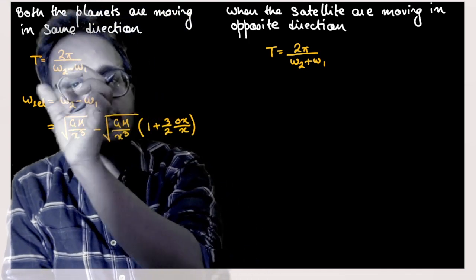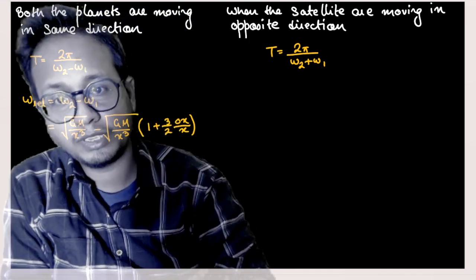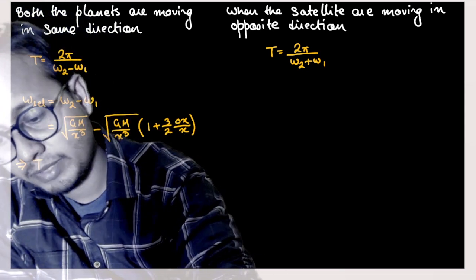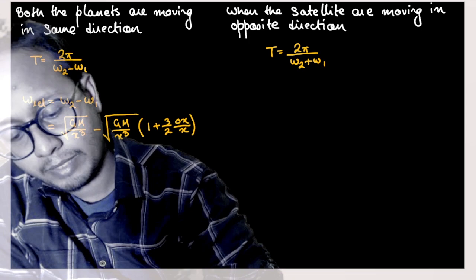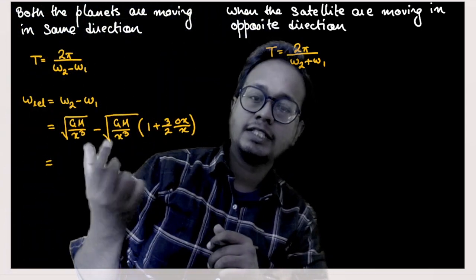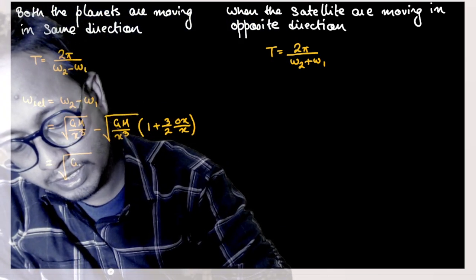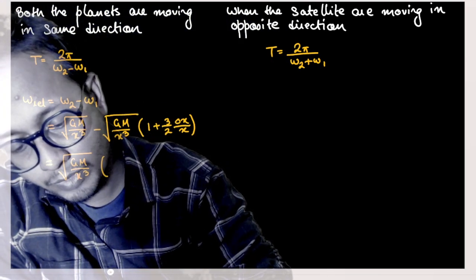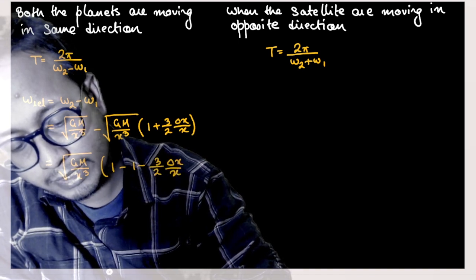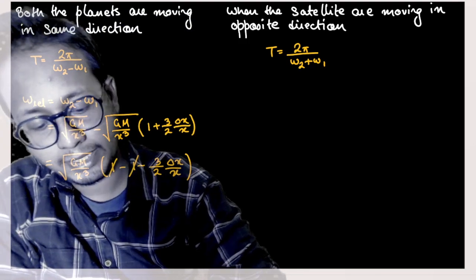So even my time period can come out negative, but do not worry about that. It is nothing but the direction of the angular velocity. Let me simplify this one. I can take GM by x cube common here. So if I take GM by x cube common, I'll get GM by x cube times 1 minus 1 minus 3 by 2 delta x by x, isn't it? And 1 and 1 will get cancelled.